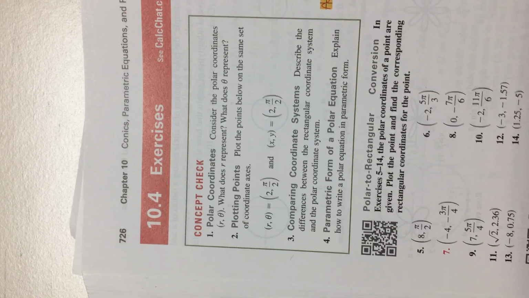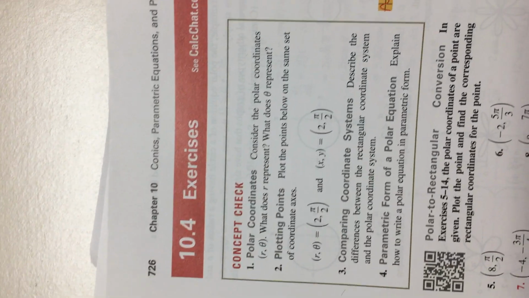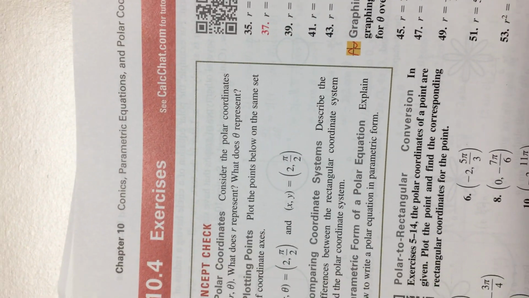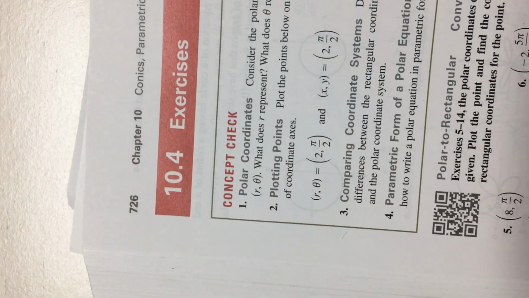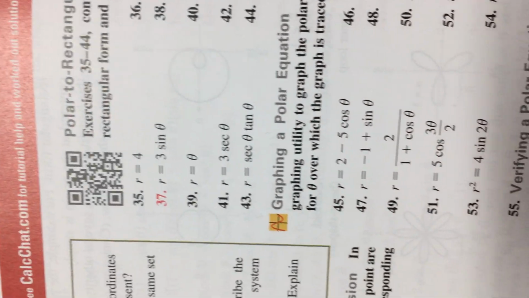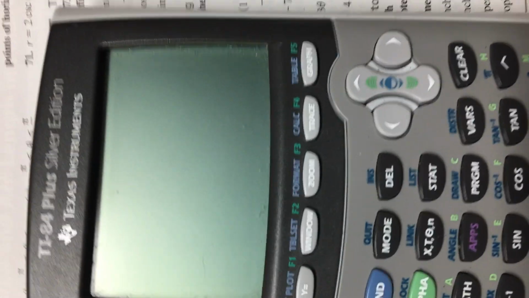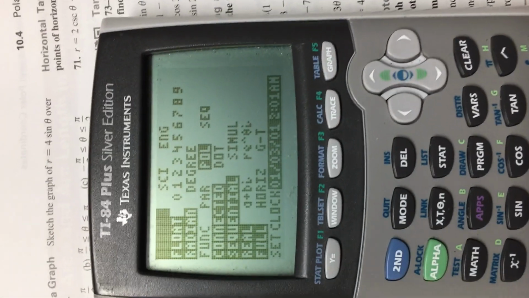Okay, this is section 10.4, page 726. I just wanted to do a couple of example problems on the TI-84 of graphing in polar mode. And so the first example I'm going to do is page 726, problem 35, where it just says sketch its graph of r equals 4. So if I switch to the TI-84, turn it on.